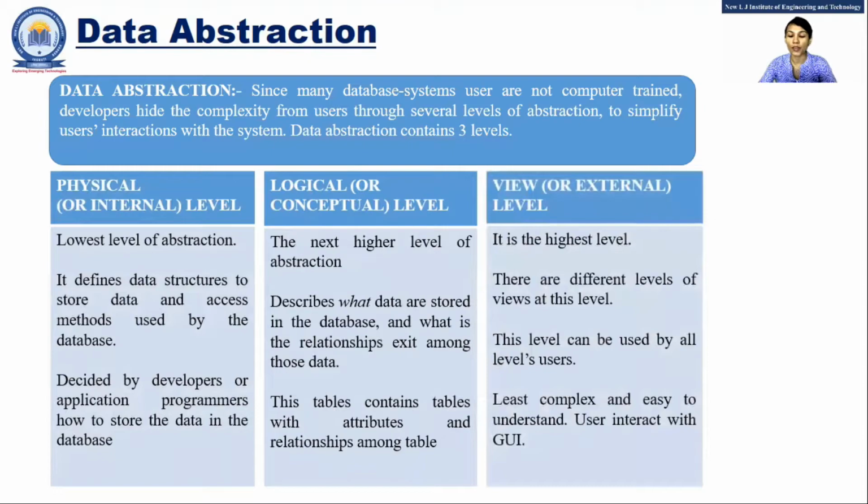And then the view level or external level. This is the highest level, and there are different views at this level as well, and it can be used by all levels of user. Whether physical level user or logical level user, they can also use this level, and it is the least complex and easy to understand. The whole purpose of data abstraction is to give the user simplified interaction through a GUI, so they can easily use the application without worrying about how it was made or what the database and data structures behind it are.